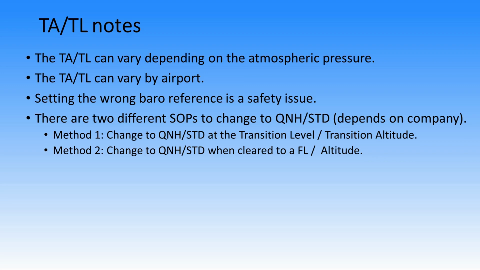Method 1 is to change to QNH or standard at the transition level itself, or the transition altitude, and that is used by Airbus, or it's the standard Airbus procedure. Method 2 is to change to QNH or standard when you're cleared to a flight level or altitude, so before you reach the transition. In this presentation, mostly method 1 is used, unless otherwise noted.